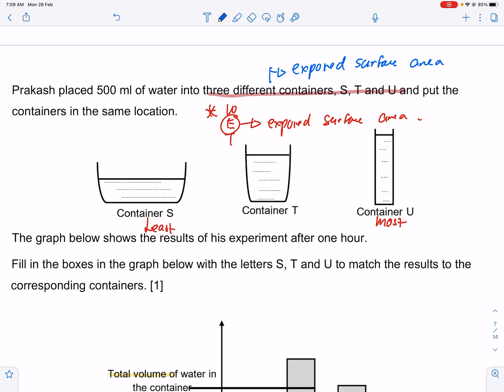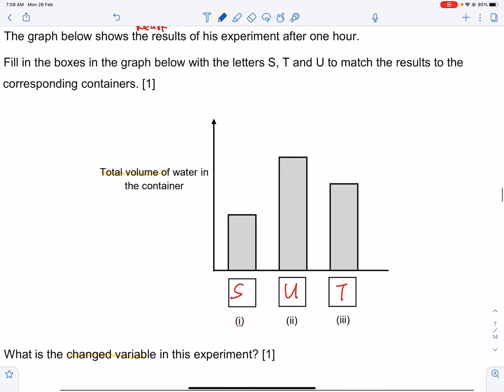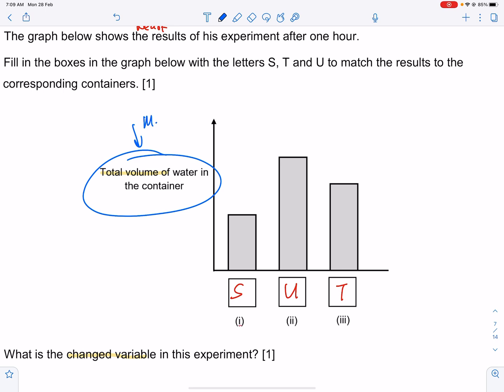Okay? And then usually with change variable, you have another very important variable called your measured variable. What are you measuring? So in this case, what the person wants to find out is actually rate of evaporation, right? But you cannot really measure rate of evaporation. You can use a proxy. A proxy means you use something else that you can measure, but you use that to justify the factor. So in this case it would be the amount of water left. This is your measured variable at the end of the experiment. So the lesser the amount of water, that is what you can measure, means the faster rate of evaporation. Okay?